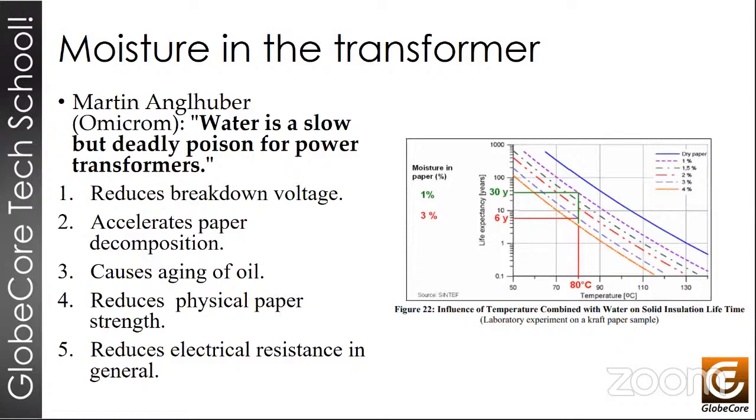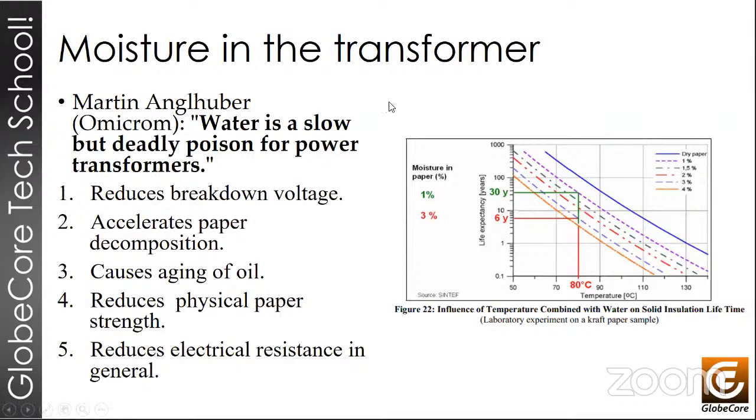We can see this in this graph provided by Sintef, which examines the effect of temperature in combination with water in solid insulation and determines the expected life of kraft paper. So on the blue line, we can see the expected life of the paper when it's completely dry. It's clear that as the temperature rises, the useful life is shortened. And now we can see in the purple dotted line, just below that, the effect of 1% moisture on the paper, which when operated at 80 degrees centigrade will give us an approximate life of 30 years, which is an okay value, 30 years. It's an acceptable value for operation of the transformer.